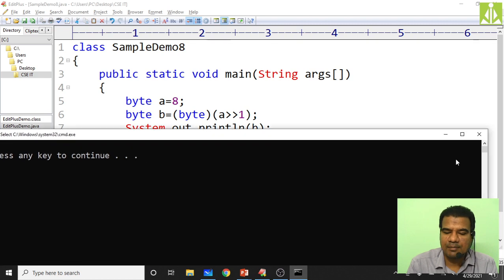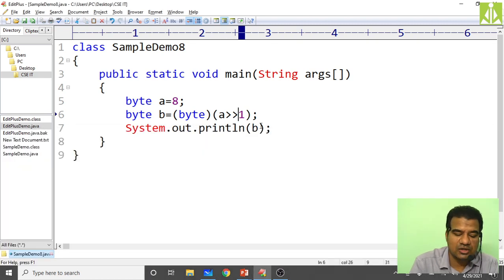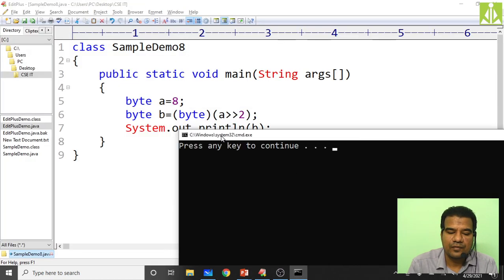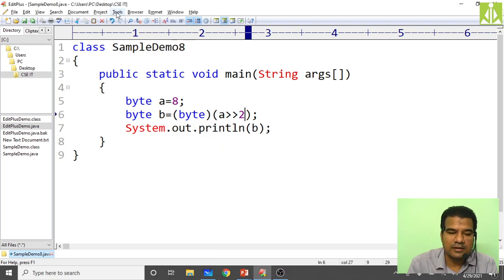If I apply the right shift operation twice, the first time divided by 2, you will get 4. The second time divided by 2, you will get 2 only. So save this and compile. No issues. Then run.